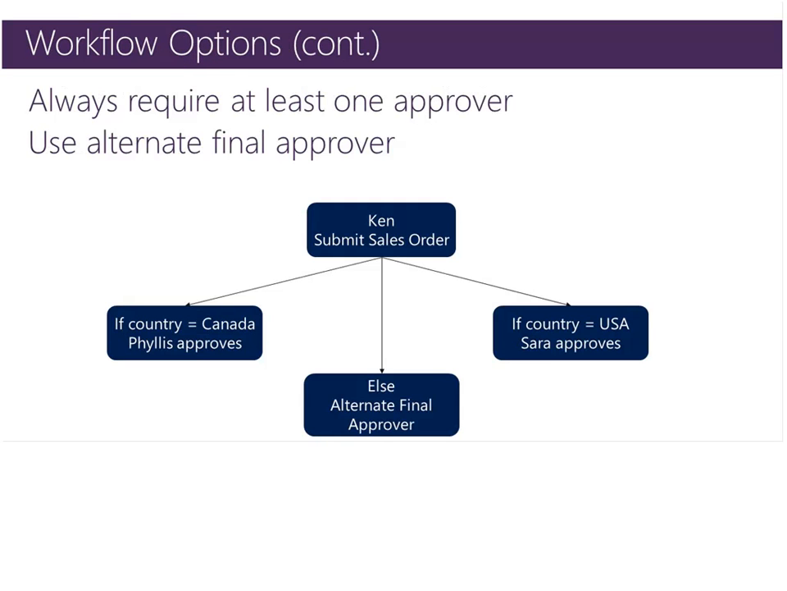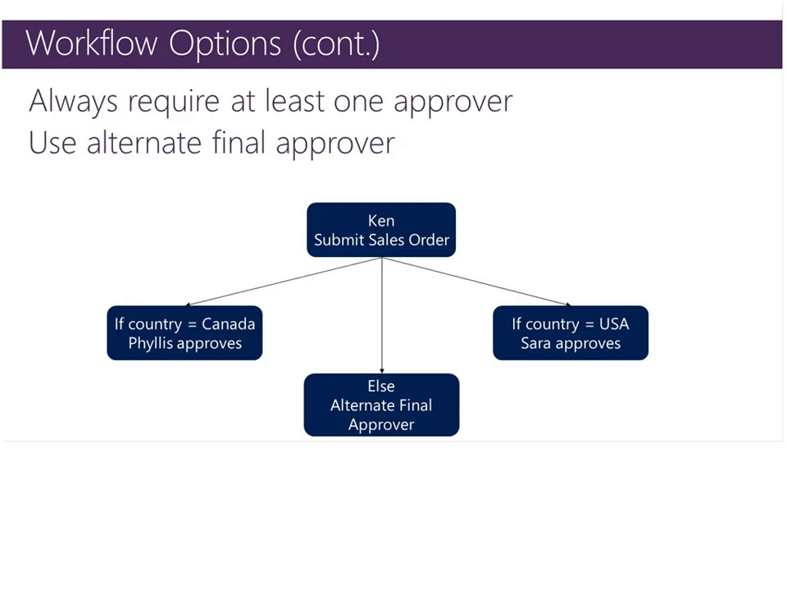For the always require at least one approver, we can set up steps with conditions that say whatever the conditions are that are needed to ensure that there's somebody that approves that document. And for this one, we're going to say we submit a sales order, and if the country that we're shipping to for this sales order is Canada, then we want Phyllis to be the one to look at it. If the country is USA, then we want Sarah to approve it, and that's 99.9% of all our sales, to US and Canada. So we want two steps, making sure that we define who those are.